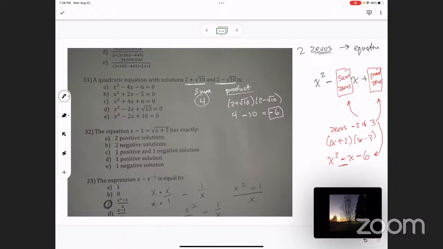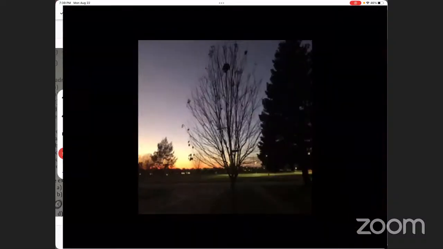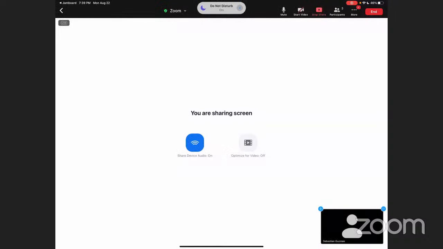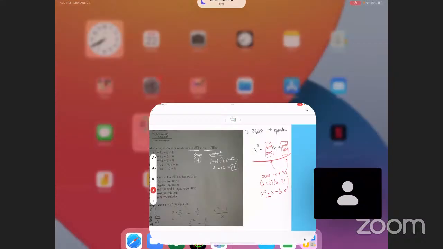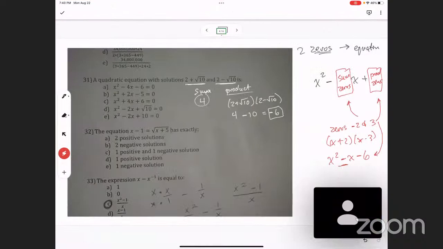So what's the equation going to be? Look at your formula over here. X squared minus 4x plus -6. Yep, that's it. Abby, you see how I did that? Now maybe your teachers do teach you that, but I don't remember.